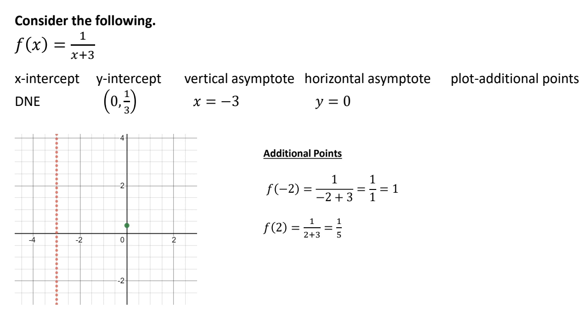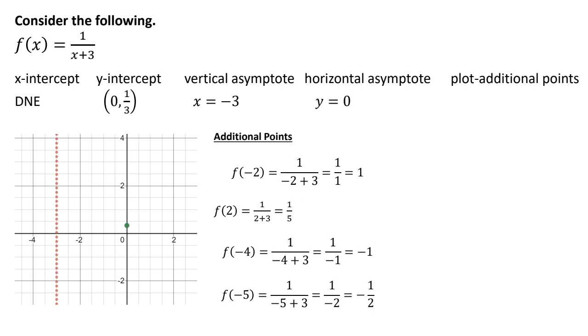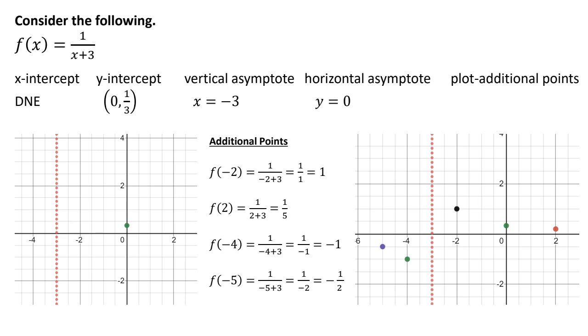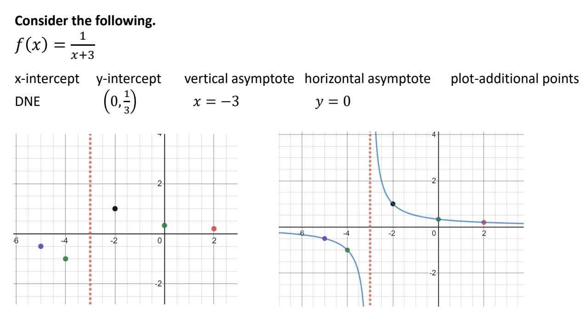So I can go ahead and pick some additional points. Again, I picked points to the right of my vertical asymptote. Now let's pick some points to the left of my vertical asymptote. Here I picked -4. So when x is equal to -4, I get y equals -1. And I also picked x equals -5. So when x is equal to -5, I get y is equal to -1/2. So let's go ahead and plot these points. These are my points here. And then what we try to do is connect them in a smooth line, right?